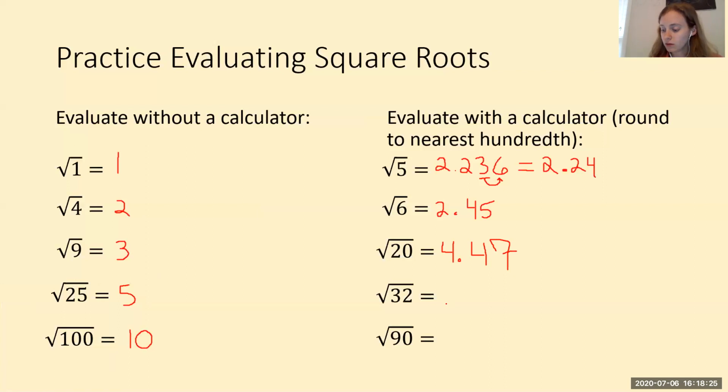All right, square root of 32. I get 5.656. 5.656 will round to 5.66.